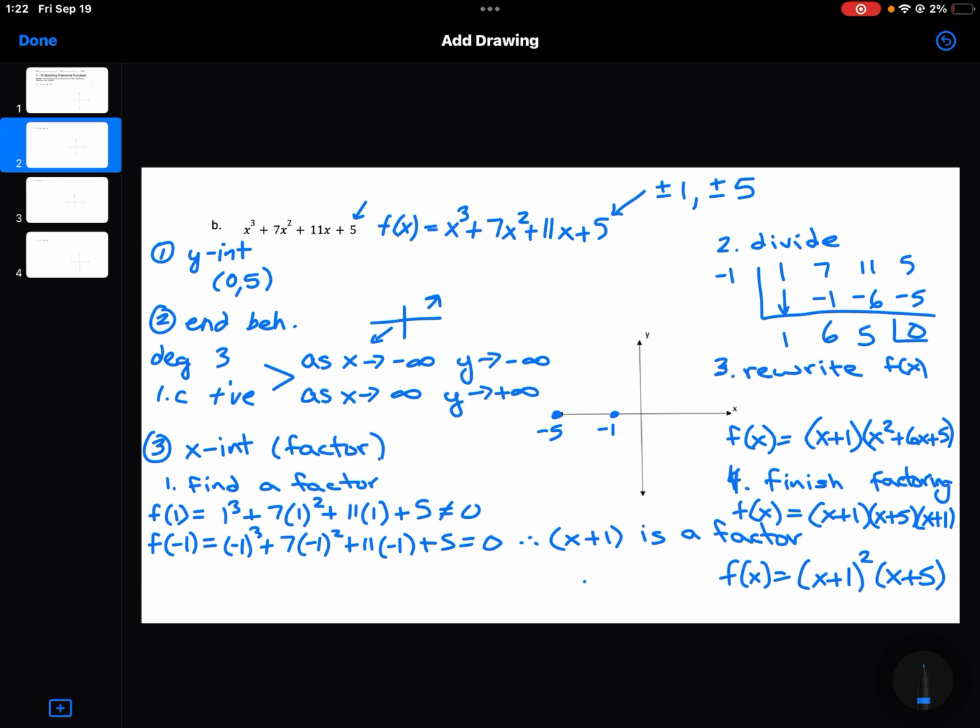My root at minus 1 has a multiplicity of 2, so I know it behaves like a parabola. I also know that my y-intercept is at 5, and my function's finishing up to the right, and it finishes down to the left. And now I have sketched my cubic function from standard form.